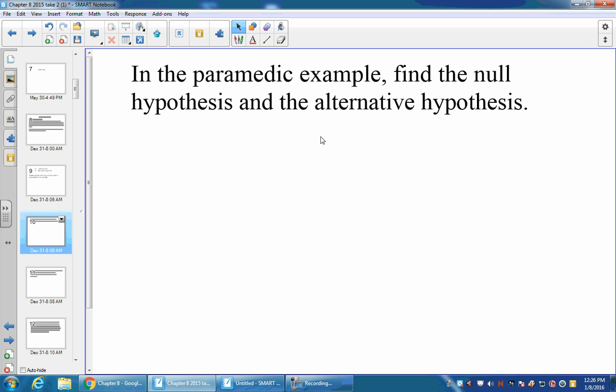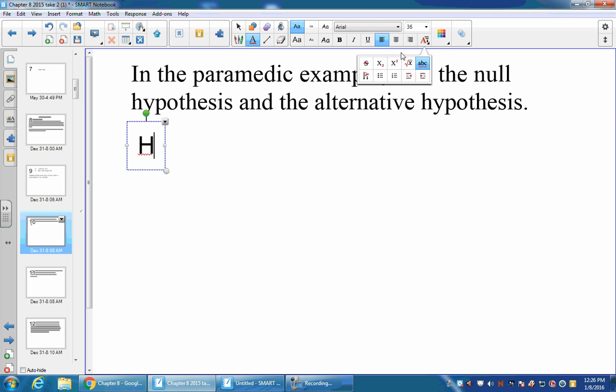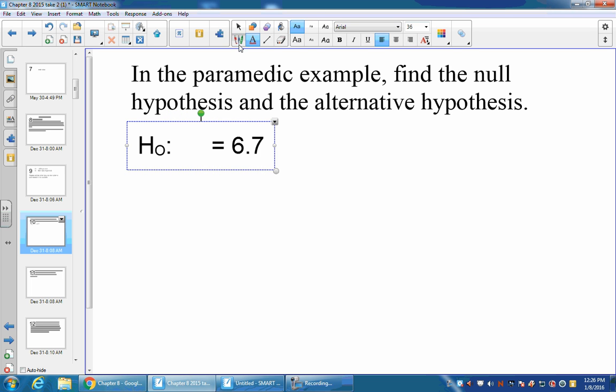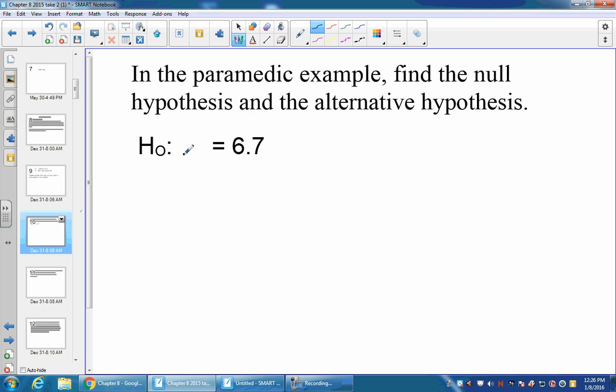So in the paramedic example, let's find the null hypothesis. So our H sub 0 now stands for our null hypothesis. So our null hypothesis is that our mean is equal to 6.7. And I'm just going to write that. Now our alternative hypothesis, that's an A, is that our mu, we wanted improved times, so that would be less than 6.7.